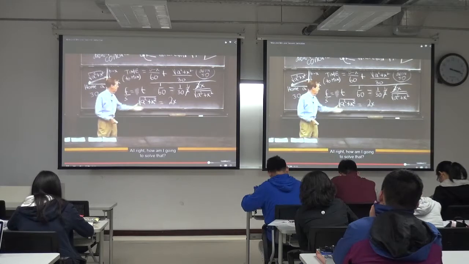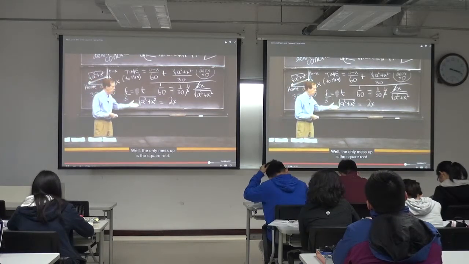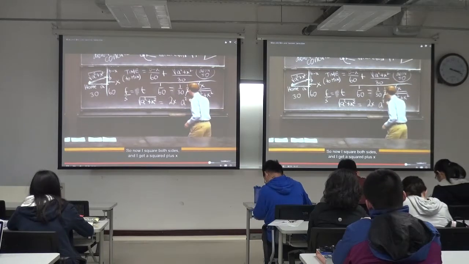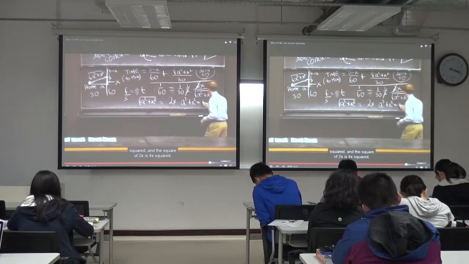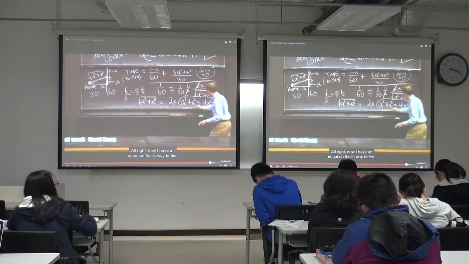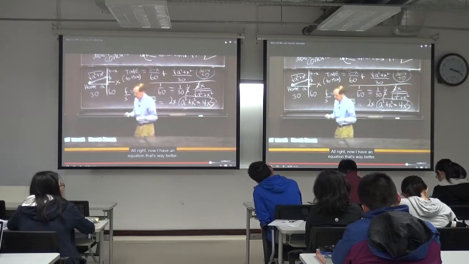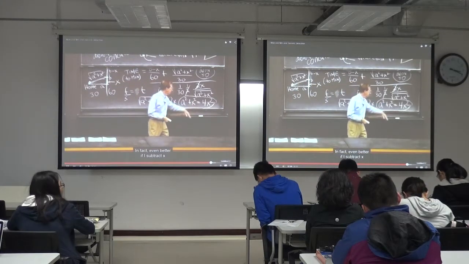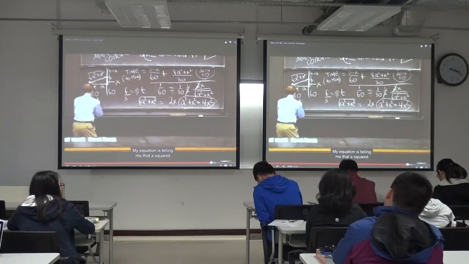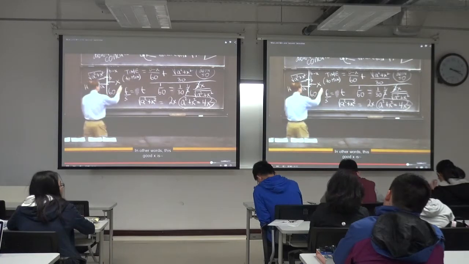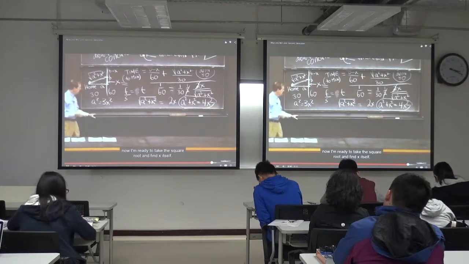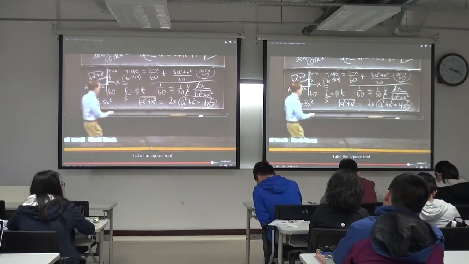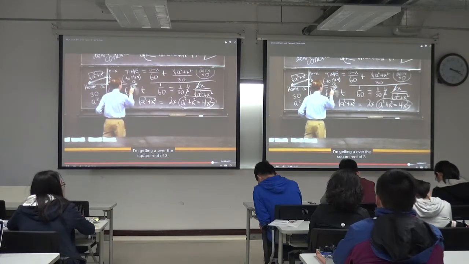All right, how am I going to solve that? Well, the only mess up is the square root. Get rid of that by squaring both sides. So now I square both sides, and I get a squared plus x squared, and the square of 2x is 4x squared. All right, now I have an equation that's way better. In fact, even better if I subtract x squared from both sides. My equation is telling me that a squared should be 3x squared. In other words, now I'm ready to take the square root and find x itself. So put the 3 here, take the square root. I'm getting a over the square root of 3.